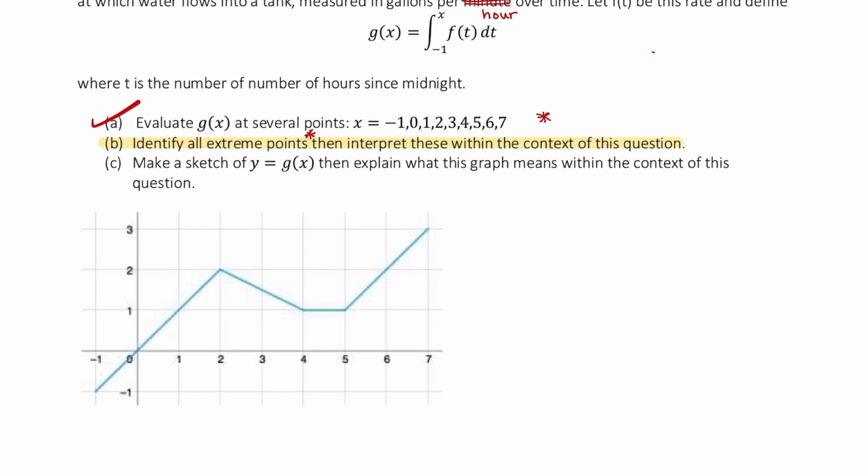So we're going to identify the extreme points of g of x, then interpret these within the context of this question. Now remember that this is the graph of y equals f of t. And g is defined as this integral of f of t, where the limits of integration here are the number of hours since midnight. So this is 11 p.m. and this is however many hours have passed since midnight.